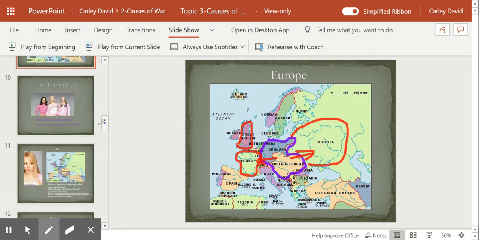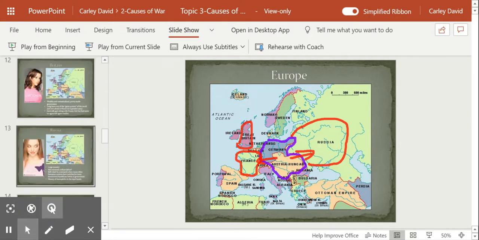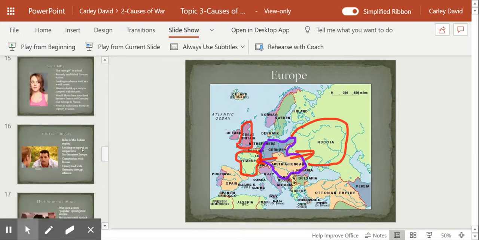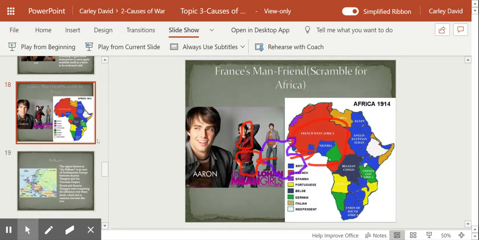So two big flashpoints between these two groups. You've got first off Africa, which is again, imperialism is the name of the unit. A bunch of competition between different European countries for Africa, especially between France and Germany up in this area, right up here.